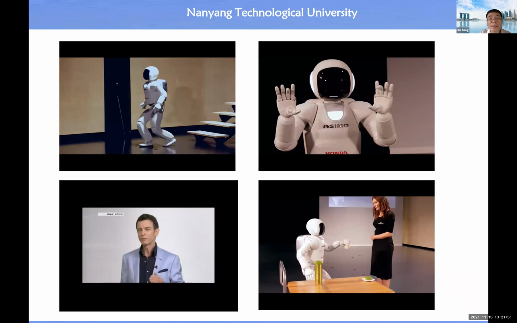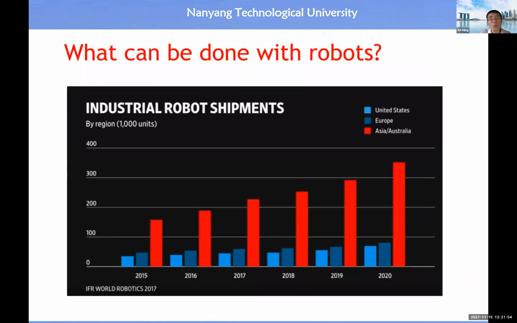All right. So by now, you know the answer to the second question. What is a robot? And now we move on to answer the third question. What can be done with the robot?